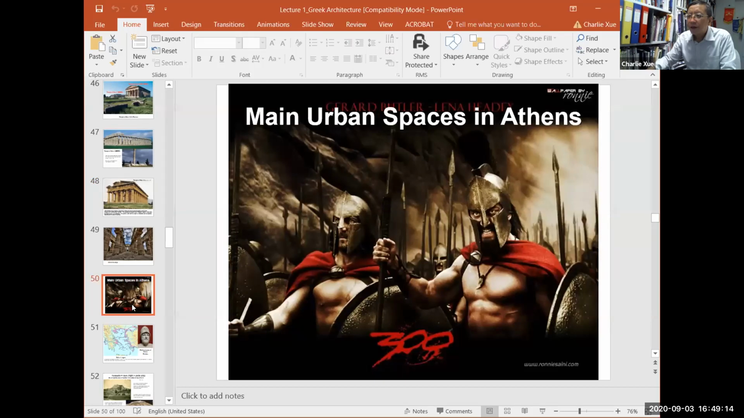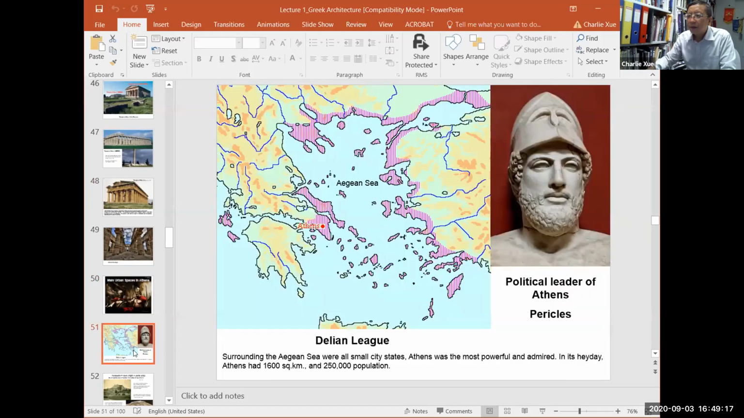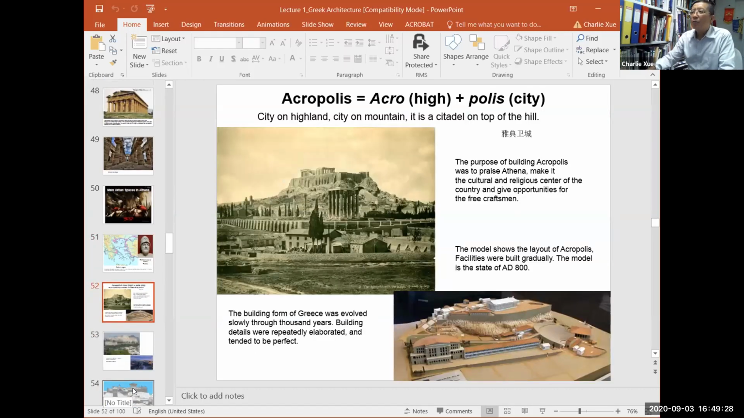Urban space in Athens. That is a leader in Athens, Pericles. That is a real person. There was such a person. And we mainly see the Acropolis. Acropolis in Chinese is Yadian Weicheng, and today it is still there. It is in the center of Athens and on a mountain. This mountain is less than 100 meters, not very high. You can walk to the mountain hillside. And this Acropolis was made over 1,000 years. There are 2 amphitheaters, then the Temple of Athena, and this is the Acropolis.